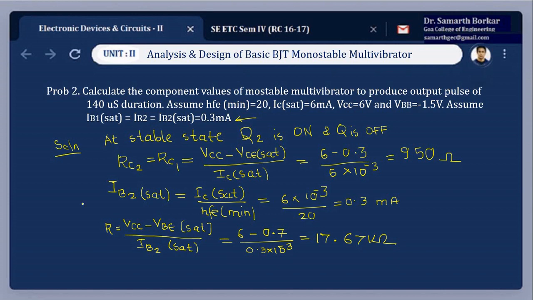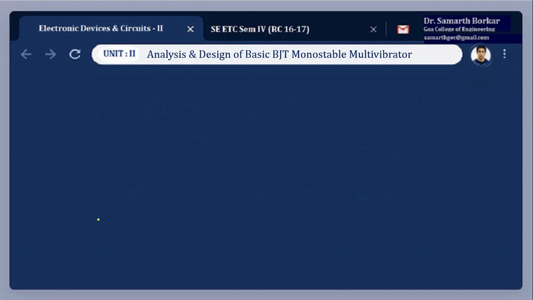Now at the quasi stable state, second part, and by now you know what the quasi stable state is. It is the state wherein the transistor Q1 is on and transistor Q2 is off.